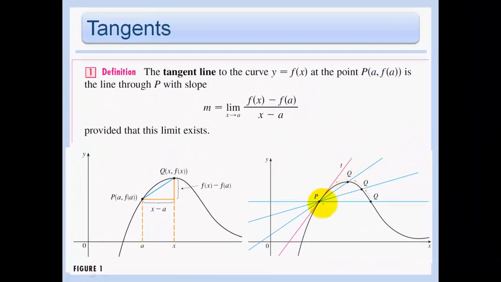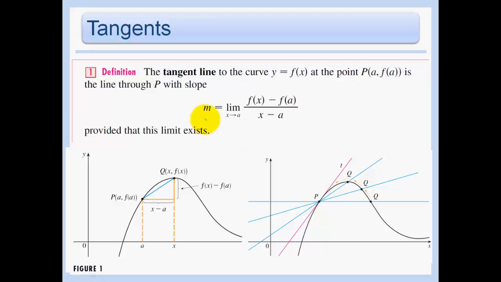So then, by finding the slope between point P and that point Q that's so close to point P that it's practically touching it, we have a pretty good approximation of our tangent line, which is that red line. So that's what they're trying to say here, that we want to move this point Q really close to our point P and then find the slope between those 2 points to approximate the slope of our tangent line.